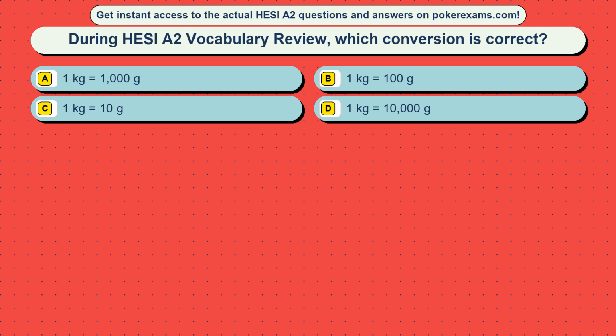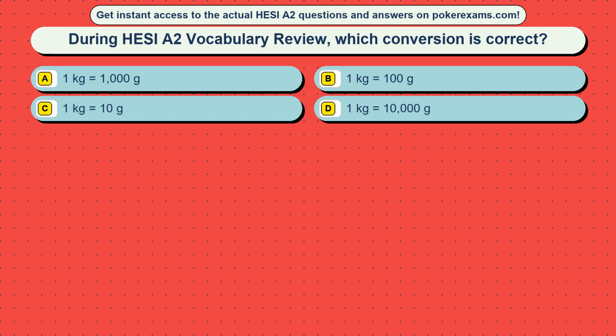Question 1. During HESI A2 Vocabulary Review, which conversion is correct? Option A, 1 kg equals 1000 g. Option B, 1 kg equals 100 g. Option C, 1 kg equals 10 g. Option D, 1 kg equals 10,000 g.